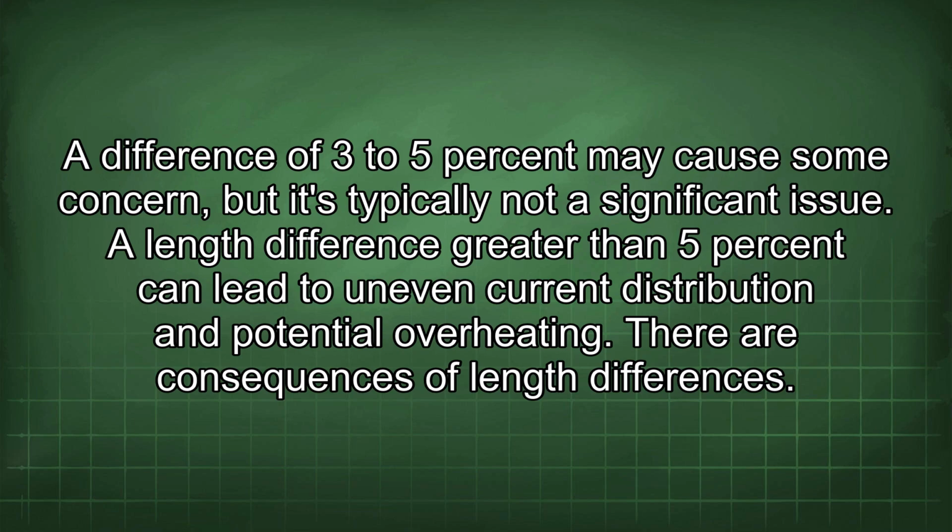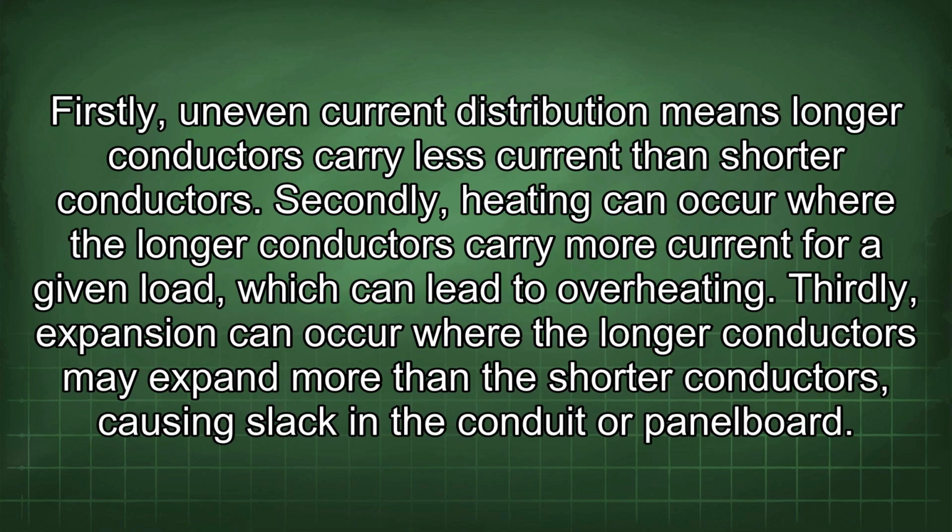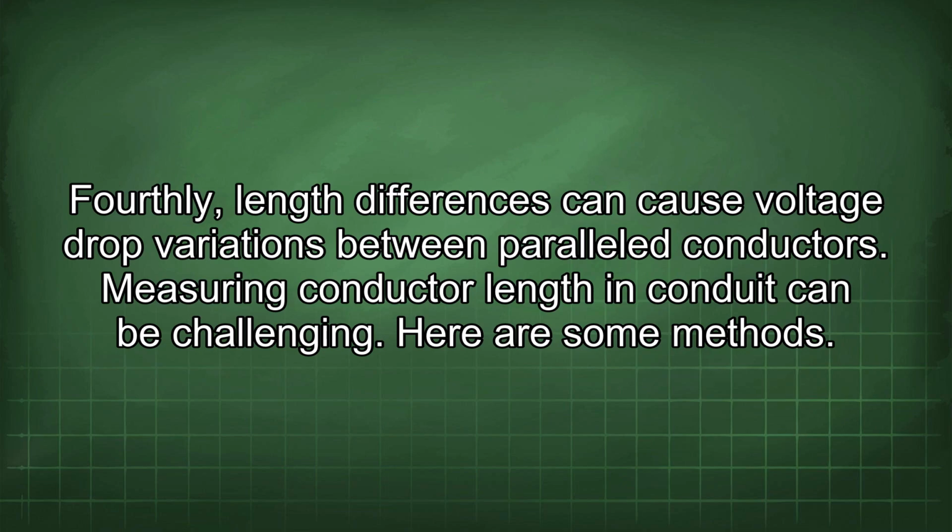There are consequences of length differences. Firstly, uneven current distribution means longer conductors carry less current than shorter conductors. Secondly, heating can occur where the longer conductors carry more current for a given load, which can lead to overheating. Thirdly, expansion can occur where the longer conductors may expand more than the shorter conductors, causing slack in the conduit or panel board. Fourthly, length differences can cause voltage drop variations between paralleled conductors.